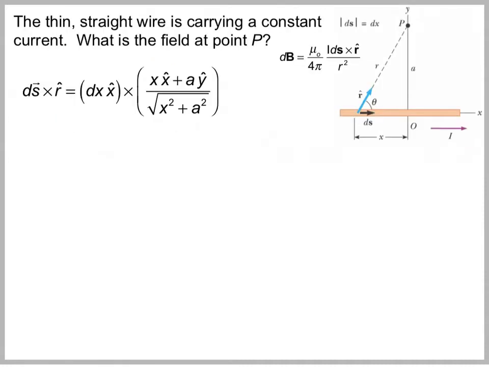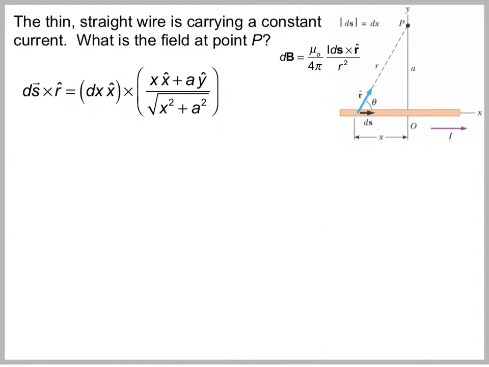So, the first thing we're going to do is look at direction. So, ds cross r hat. Well, ds is in the x direction, and r hat here is going to have an x component and a y component. So to figure out r hat, we look at the vector r divided by its magnitude. This vector r here is x in the x direction plus a in the y direction, and dividing by its magnitude gives us r hat.